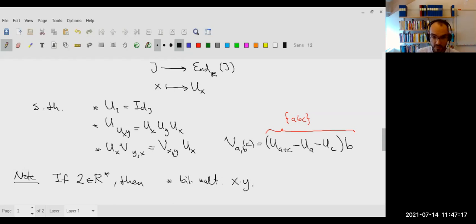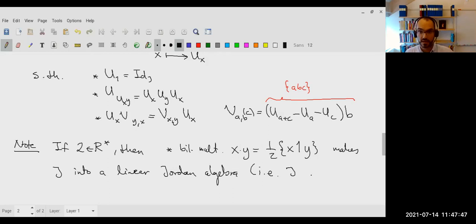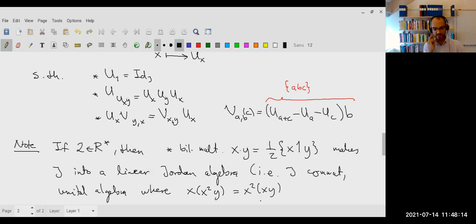Where we take X times Y is equal to 1/2 of the triple product of X and 1 and Y. And this makes J into a so-called linear or classic Jordan algebra. What this means is that it is a commutative, unital algebra satisfying the Jordan identity, namely that x times x square y. So it's a weak associativity property somehow. These algebras are non-associative, but you want this to happen. So then you're in the classic setting.